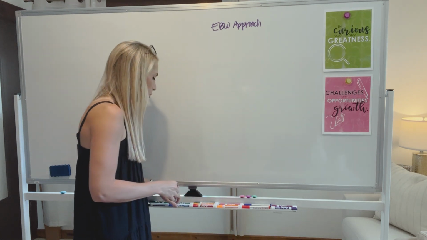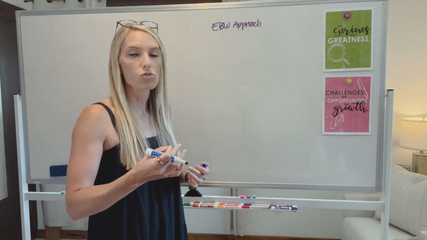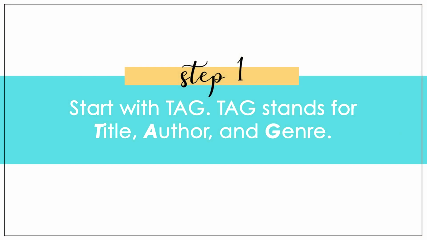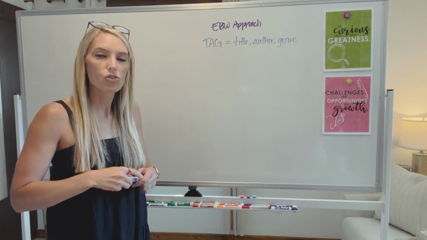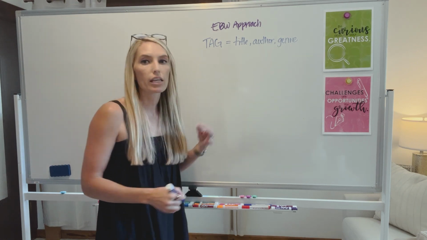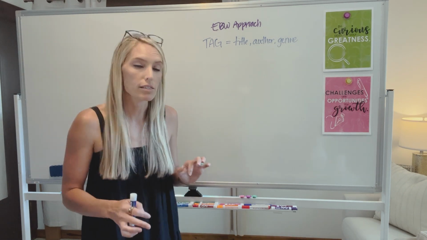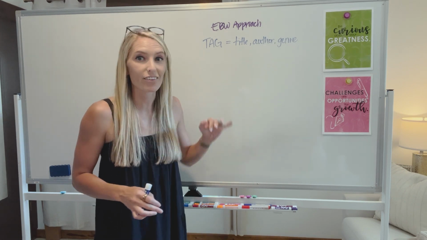So with the EBW approach, what we teach our teachers to do is, instead of starting with a hook, we're going to start with TAG. And TAG stands for title, author, genre. What this does for our students who really struggle with starting an essay is give them a place to start. They know when they sit down to write their paper, all they have to do is write a sentence that has the title, author, and genre in it.